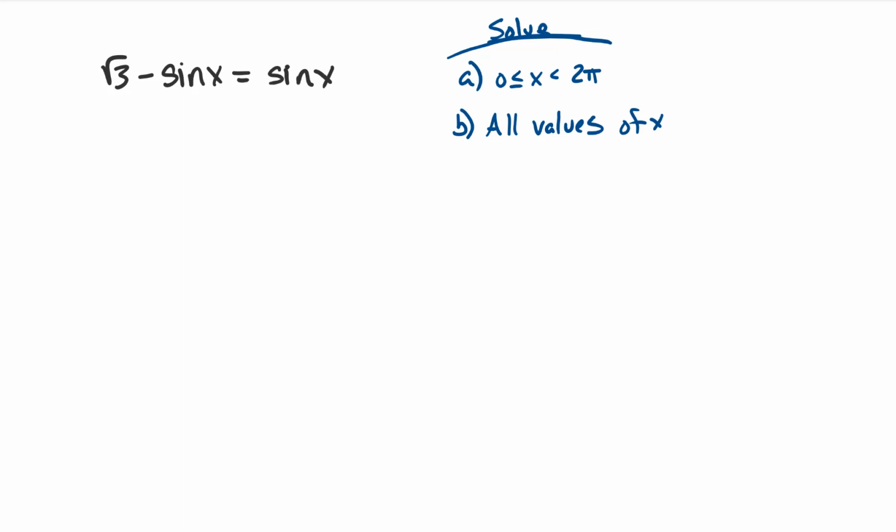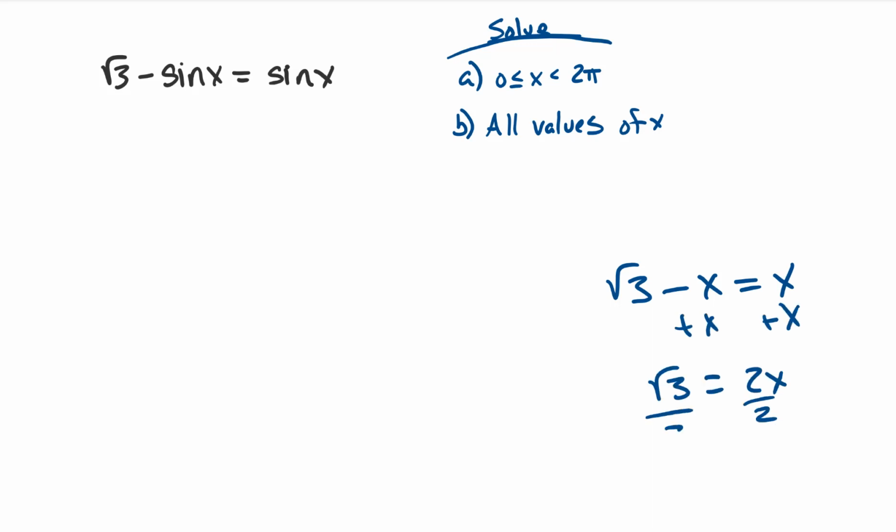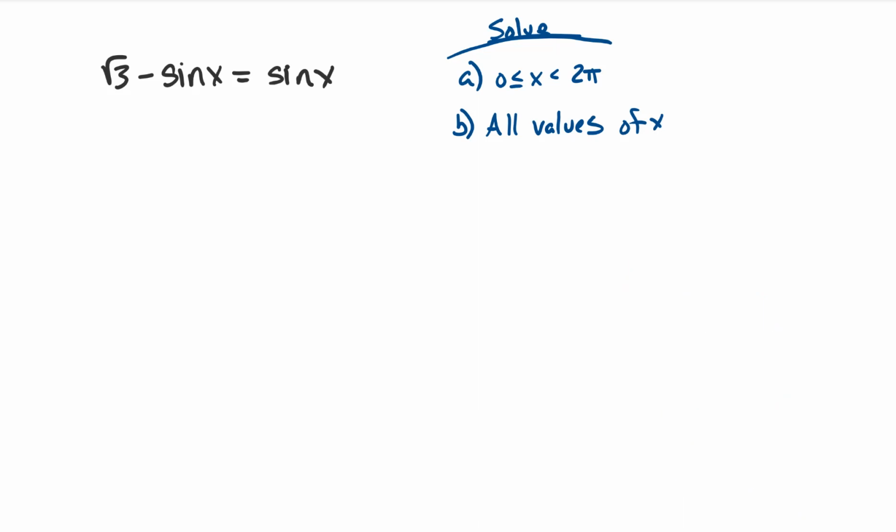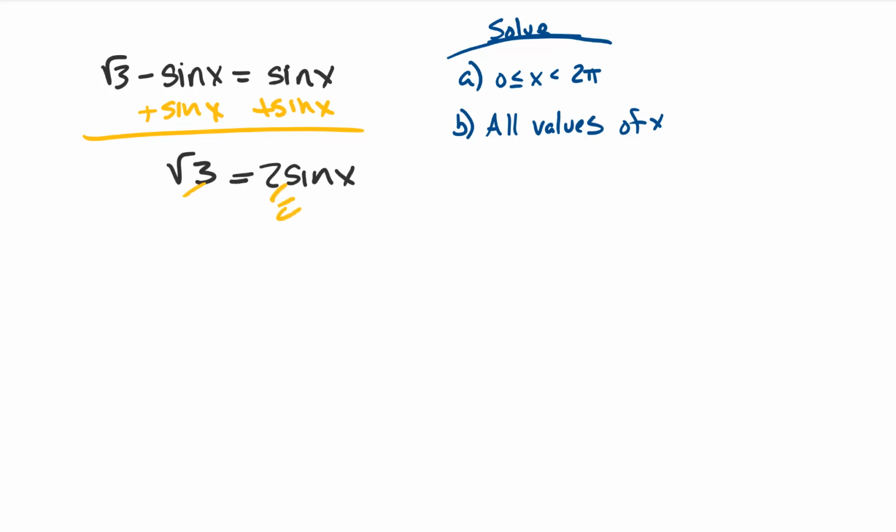Just like you would perform algebra, right? If you had root 3 minus x is equal to x, you'd add x. You get root 3 is equal to 2x, divide by 2, and x is equal to the square root of 3 over 2. That's how you do algebra, and that's the same thing we're doing here. So we just add over the sine, add the word. That word plus that word gives us 2 of that word, equal to the square root of 3. We divide by 2, and we find out that root 3 over 2 is equal to sine of x.